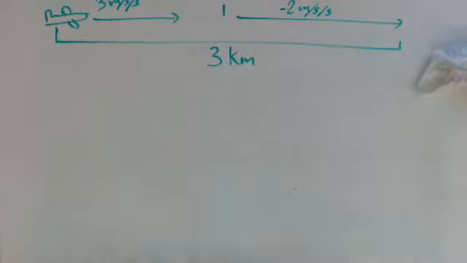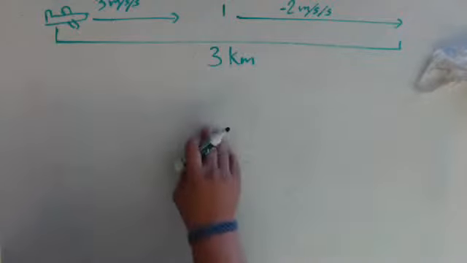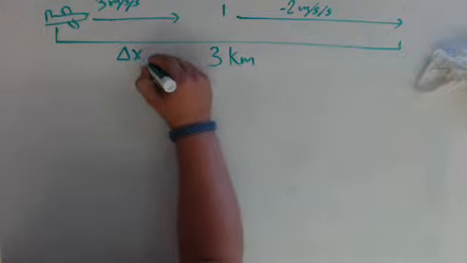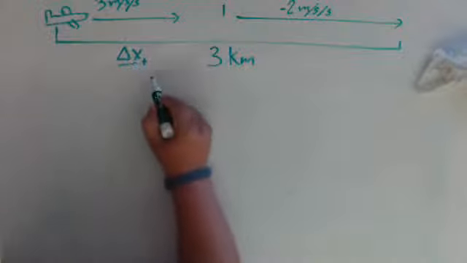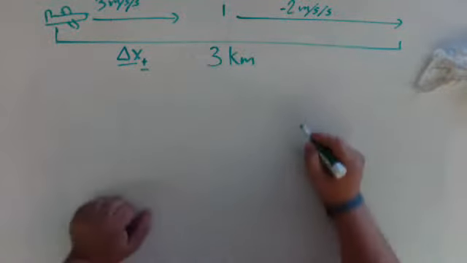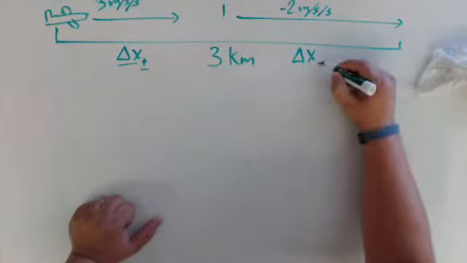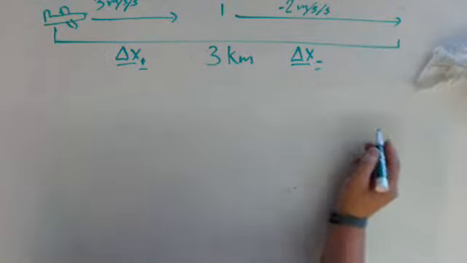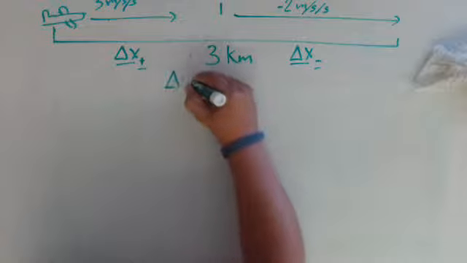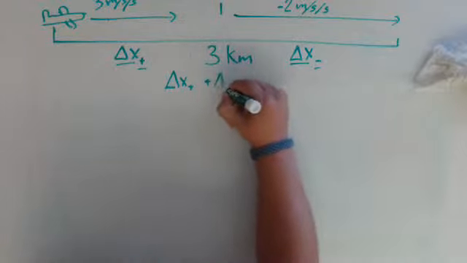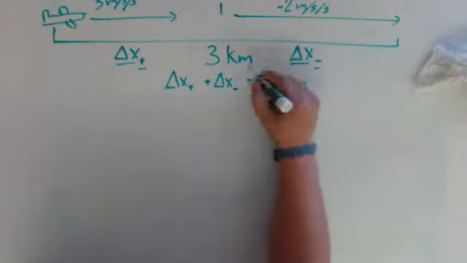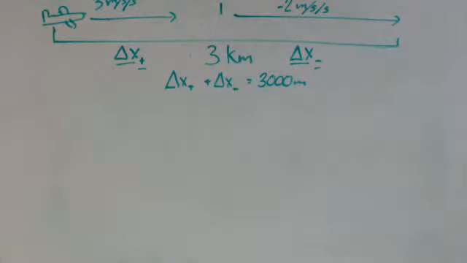Okay? So what I'm going to do is this. The first thing I know is this distance, and we'll call this delta x plus, meaning the displacement with a positive acceleration, plus delta x minus, the section of track, the displacement, with a negative acceleration. I know when I add those two values together, delta x plus plus delta x minus is equal to 3,000 meters. Just doing the conversion right off the bat. Okay? Now, the next thing I want to do is I'm looking at time.